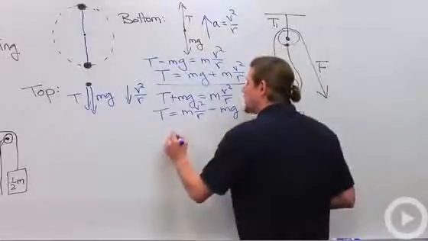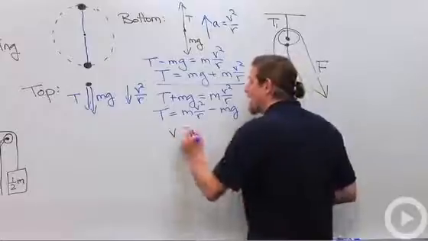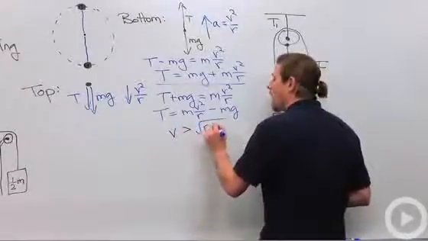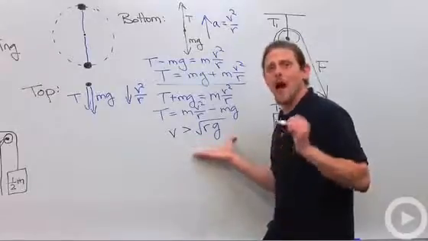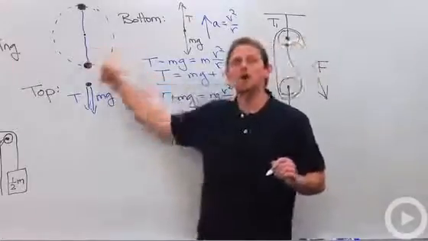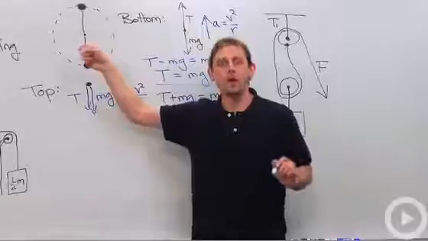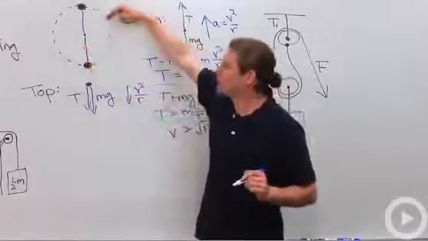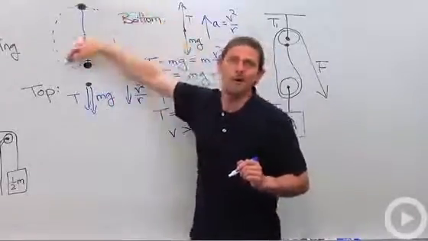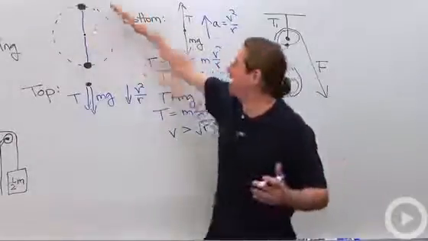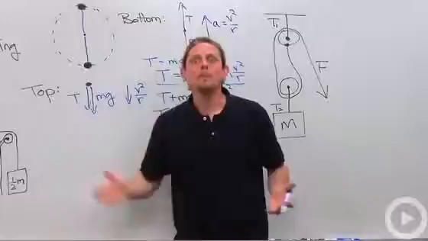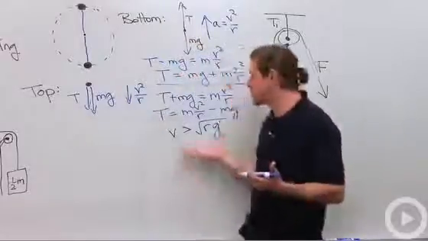So that means that the speed has to be bigger than the square root of r times g. This is the minimum speed at which you can get the rock to go in this circle. If you try to go slower than that, it'll get up to a certain point, and then the string will just go, just fall, all right? And then it won't make it to the top because there's not enough speed to do it.